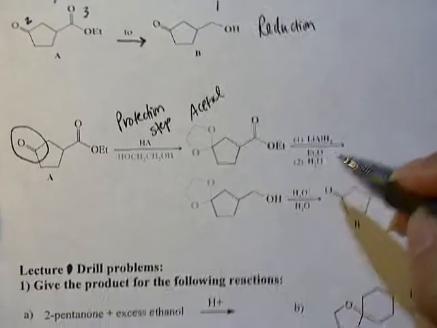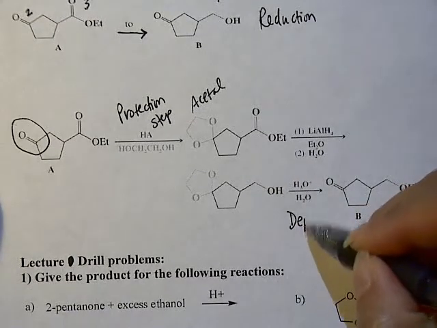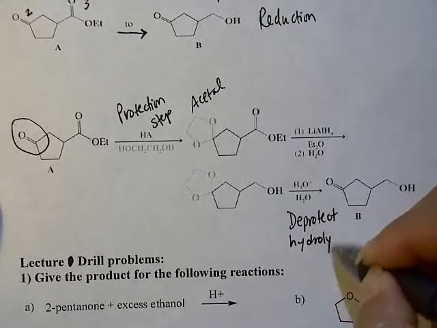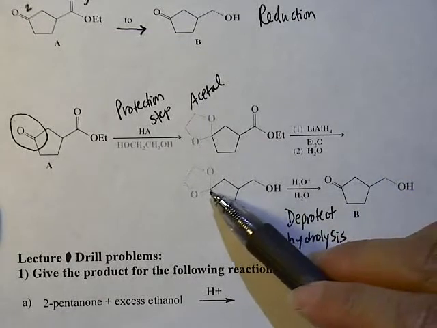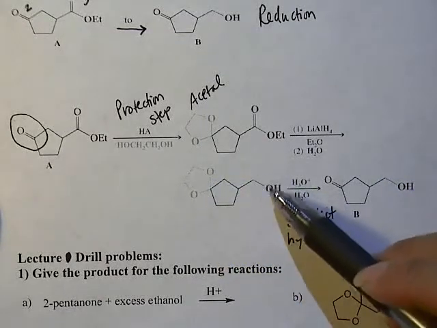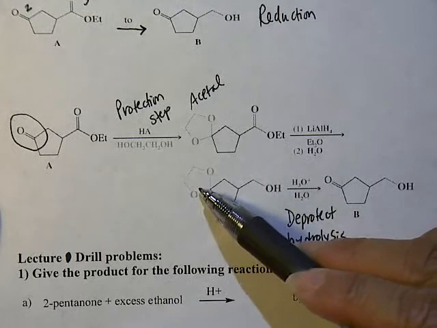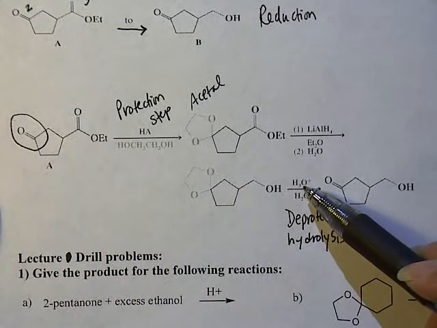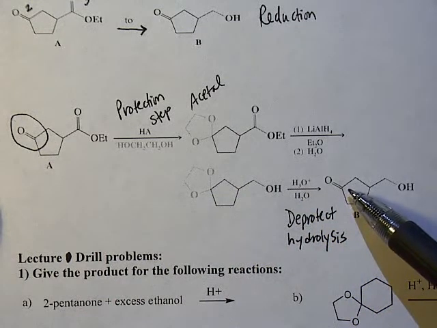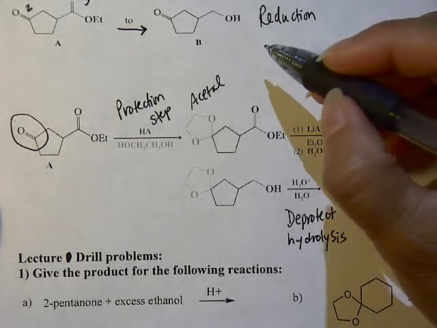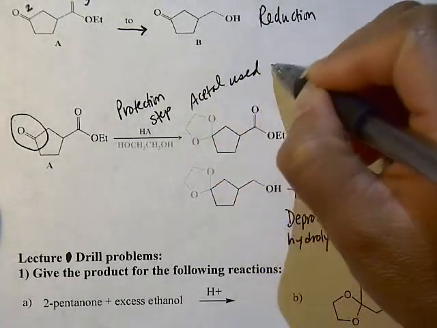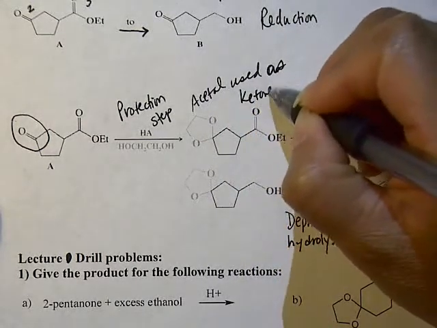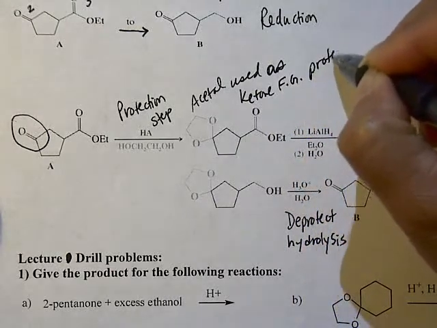So then after we do the reduction, we deprotect by doing a hydrolysis of the acetal. So we're now happy with the transformation we've done, and now we want the carbonyl back. Then we do the backward reaction, which is hydrolysis, which is lots of water with acid, and you get the carbonyl back. Okay, so the acetal is used as the ketone functional group protector.